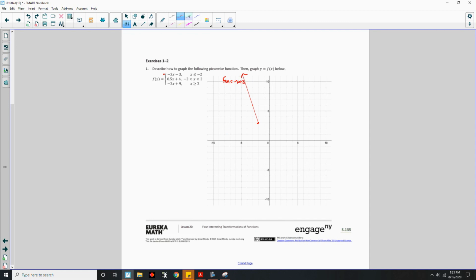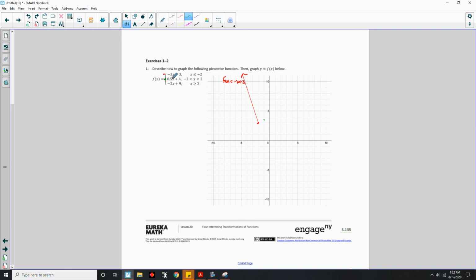Okay, so now I'll change colors to green, and now I'm graphing this one. So I want to choose values from negative 2 to 2. So at negative 2, plugging this in, half of negative 2 is negative 1 plus 4 is 3. So it's at this point as well. It'd be an open circle because we're not including it, but it's included from the other side. And then if I chose a value like negative 1, half of negative 1 is negative 1/2, plus 4 is 3 1/2. So that's negative 1 up 3 1/2, which is here.